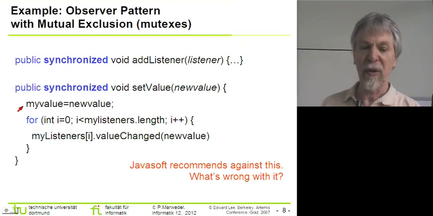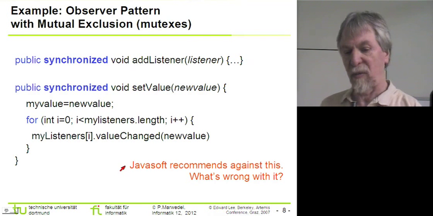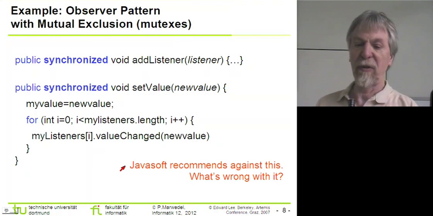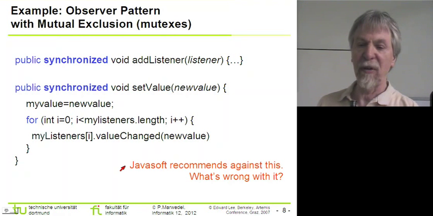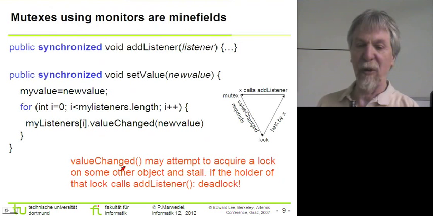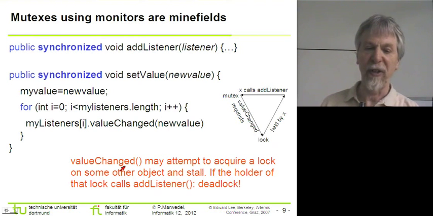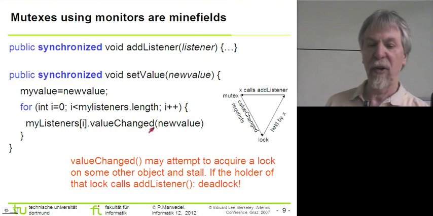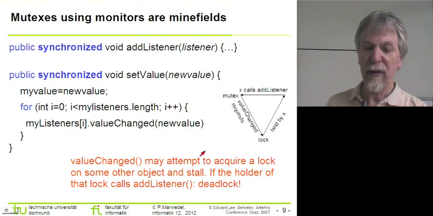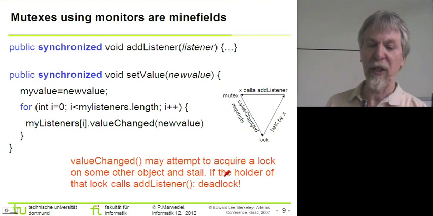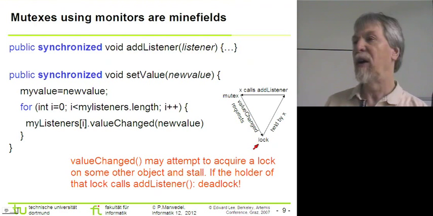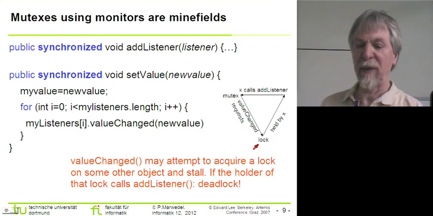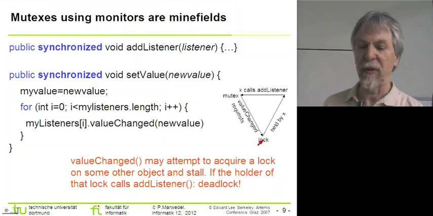However, if we look a little more closely, we will find a remark by Javasoft. According to Javasoft, this is not really recommended code, and we might argue, well, what's wrong with it? Well, I'm going to demonstrate that there is something very seriously wrong with this. Because what could happen is the following. valueChanged could call some other methods, and these other methods might attempt to acquire a certain lock on some other object. So there may be some other monitor, and valueChanged could try to lock that monitor.